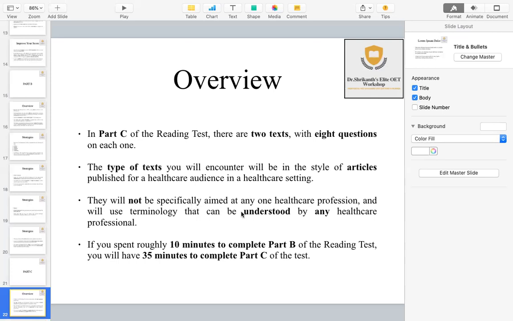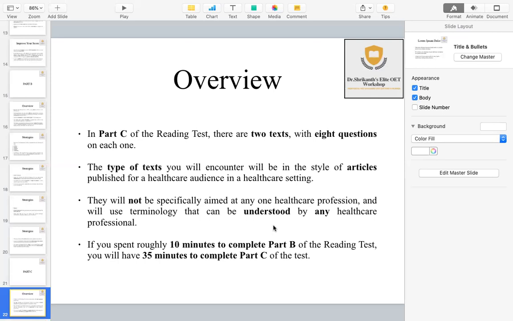They will not be specifically aimed at any one healthcare profession, and all the terminologies can be easily understood by any healthcare professional. The listening and reading are actually the same for all the 12 different healthcare professions. Only the writing and speaking are different and customized for each healthcare profession.